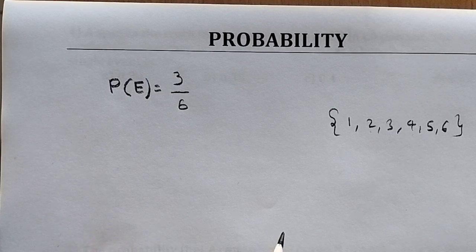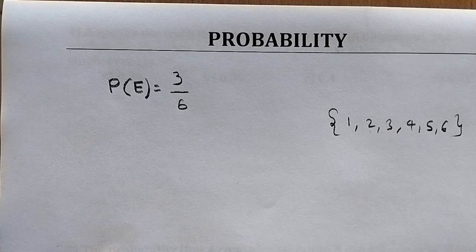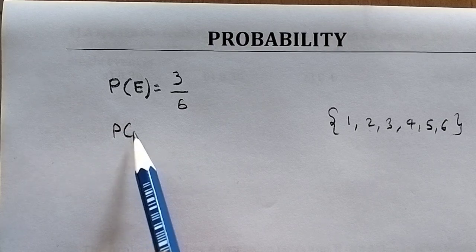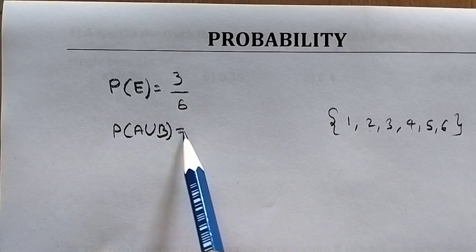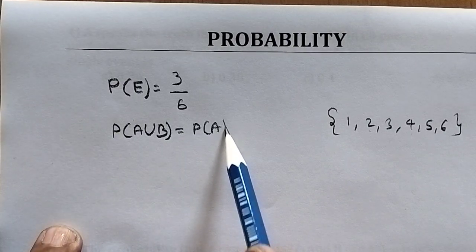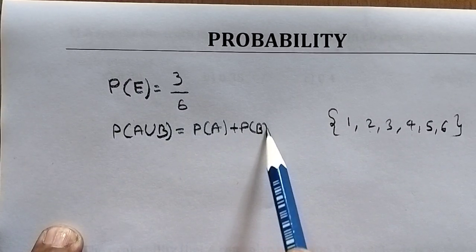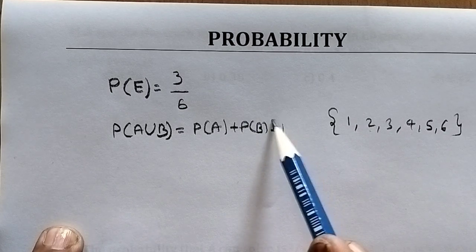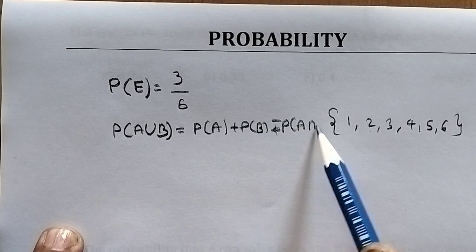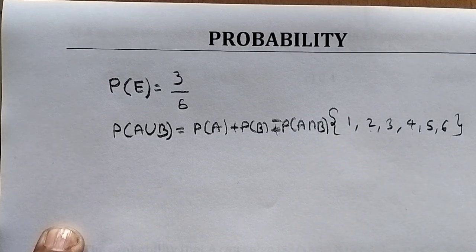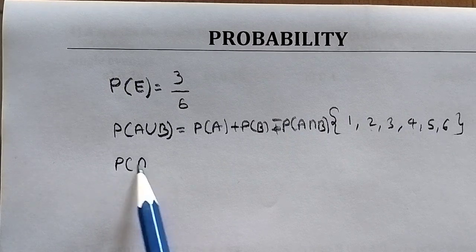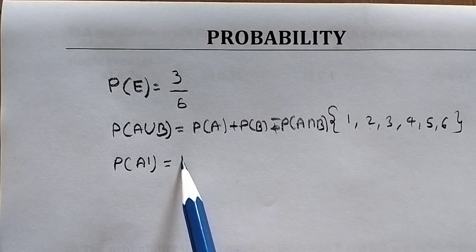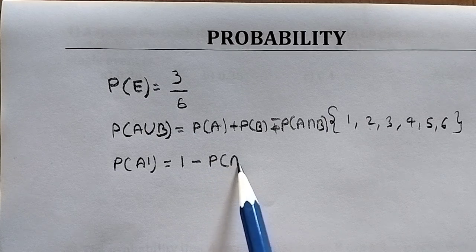Now we have a few formulas. P of A union B is equal to P of A plus P of B minus P of A intersection B. So this is the formula. Next, P of A bar is equal to 1 minus P of A.